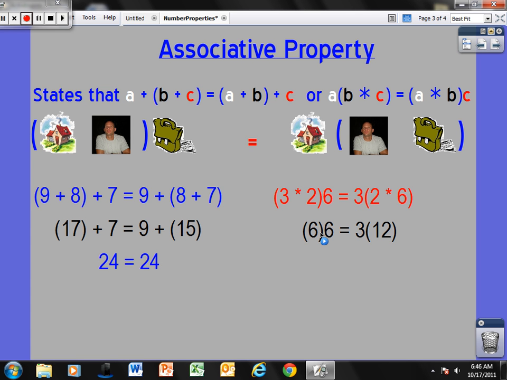So take a look. I have 6 times 6 over on this side. I have 3 times 12 over on this side. Well, those both equal 36. Again, notice both sides of the equation will give me an answer of 24 when I do an addition, and 36 when I do the multiplication form. Okay. So again, think of associative property as you're talking with one set of people, and then later on you're talking with somebody else, and these are people kind of on the outs.